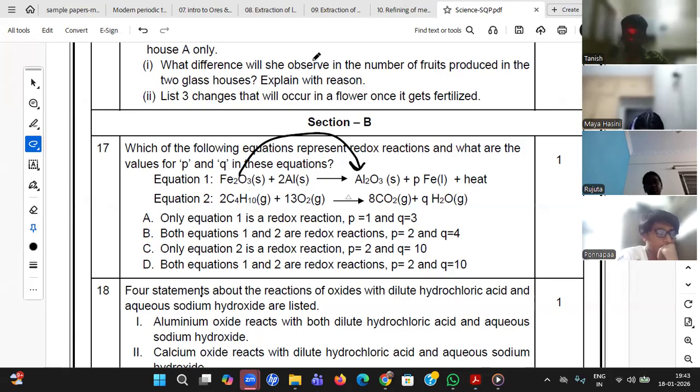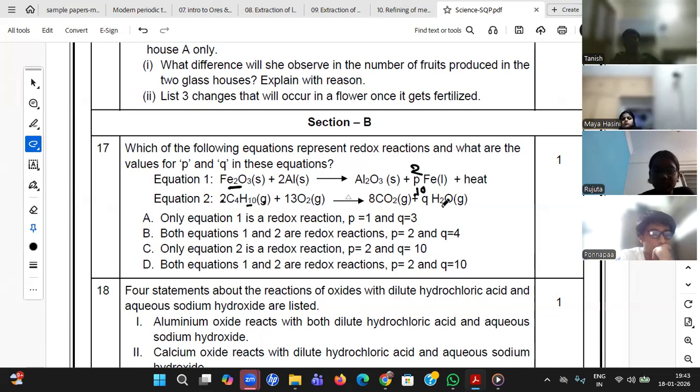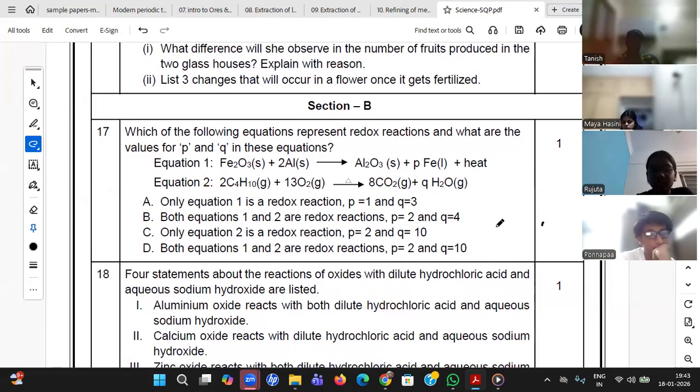Tanish, D is the right answer. Both are redox reactions, and p value is 2. You see, iron is 2, so 2 should be here, and q is 10. Hydrogen is 10, hydrogen is 20 here, q should be 10. 10 twos are 20, so D is the right answer. Yes, Harshini, I have seen your answer. The answer is right.